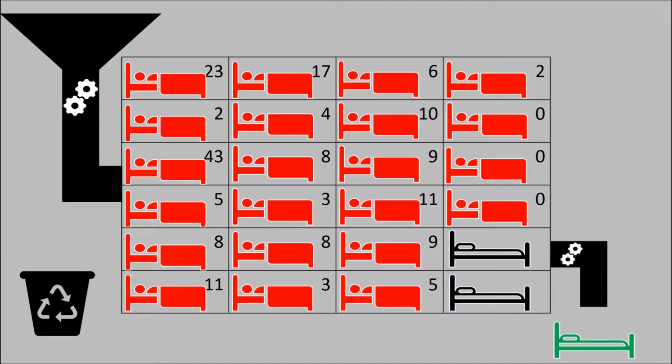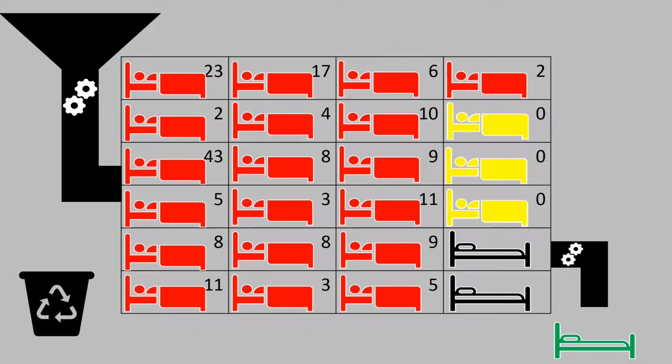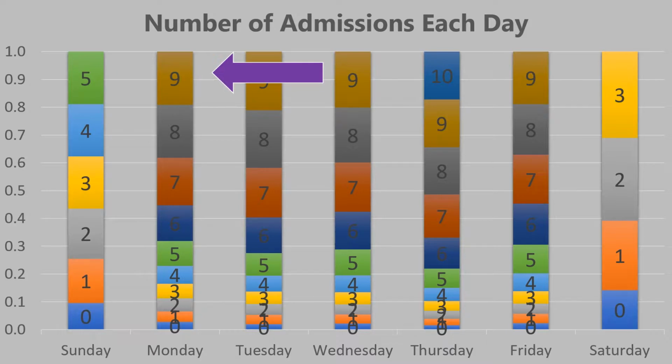The computer starts each simulated day by going through the simulated ICU and checking each admitted patient and their length of stay count. If the count is 0, then that patient is now ready for transfer. So as you can see, we have 2 empty beds and 3 patients that are ready for transfer. The computer now needs to select the number of admissions for today, and it uses the number of admissions distribution for that specific day of the week and a random number generator.